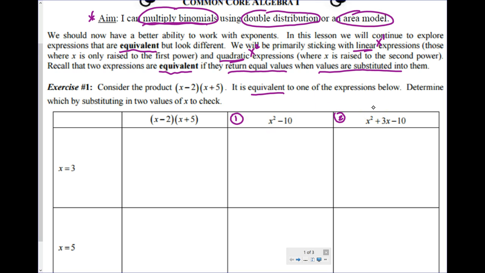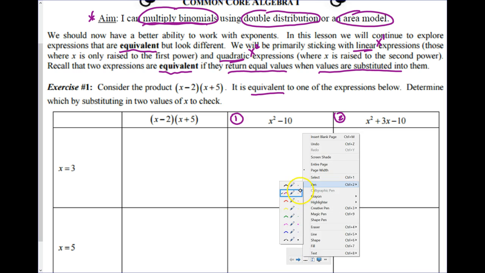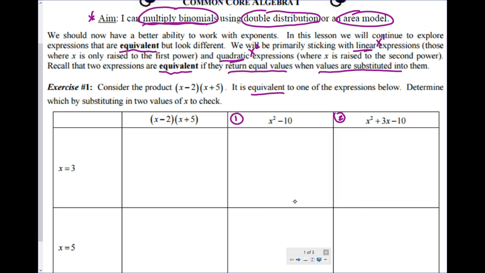Now you could make a guess based on how it looks, but what we're going to do instead is plug in values and see which ones come out to be the same. So for the first one, I'm plugging in x equals 3. So instead of x minus 2, I'm going to have 3 minus 2 times 3 plus 5. 3 minus 2 is 1. 3 plus 5 is 8. So I get a value of 8.